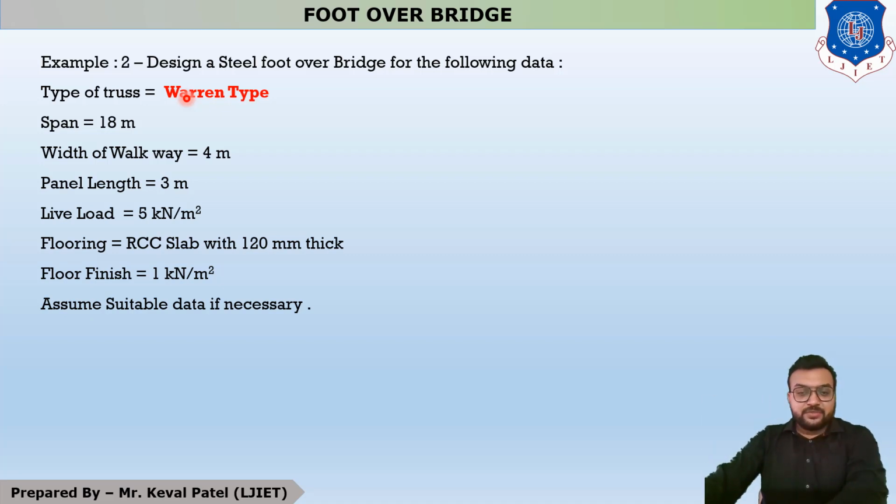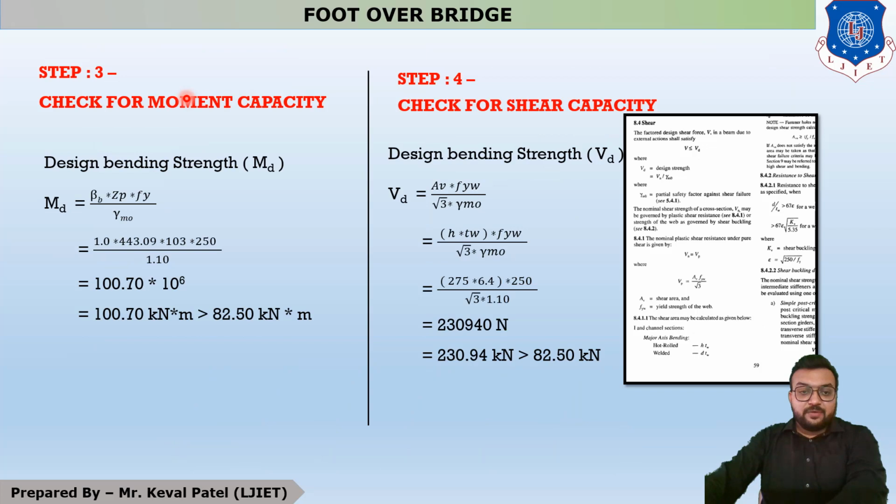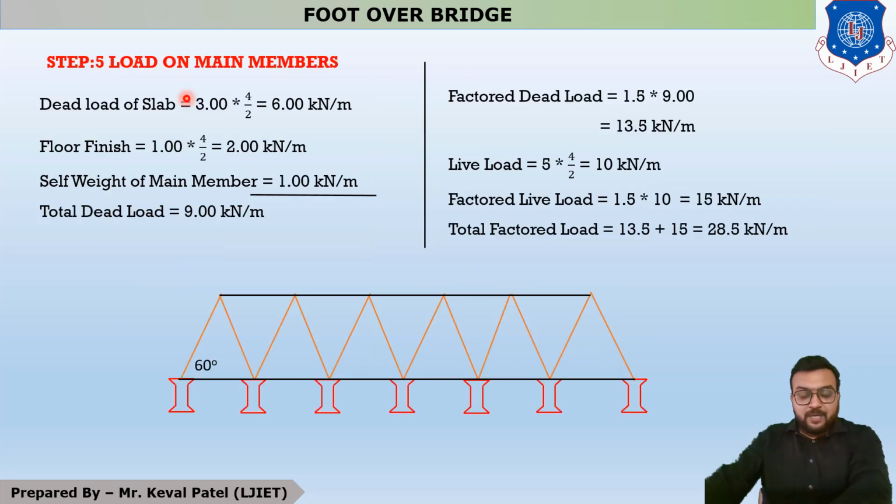So this data is already given, and in the last lecture we covered up to step number 5, and our step number 5 is very important. In the fifth step we have to find out the load on main members. Our main members are the top chord, bottom chord and diagonal members. In the last lecture we covered up to the point where our total factored load, which is the total dead load plus total live load, is 28.5 kilonewton per meter.